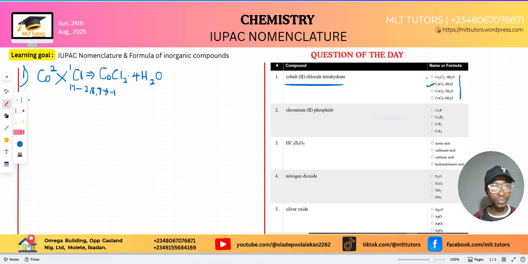That's awesome. On to the next question, which is question 2. What do we have in question 2? Here is question 2, we have chromium 2 phosphide. Chromium is represented by Cr. Since it's chromium 2, that means it's coming with valency of 2. Then it's combining with phosphorus. To know the valency of phosphorus, all we need is the atomic number of phosphorus, which is actually 15.